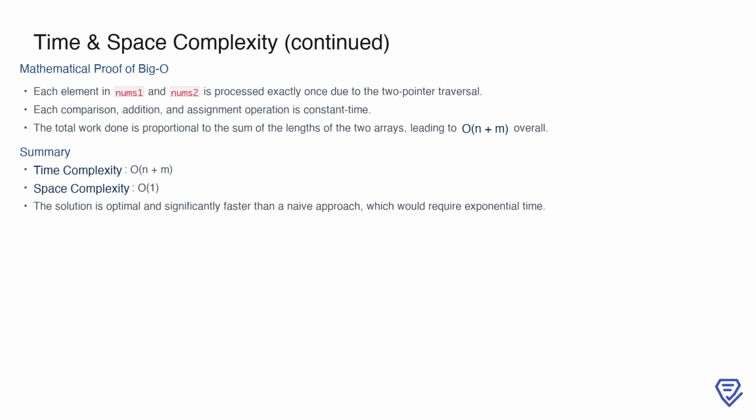Finally, let's solidify our understanding with a mathematical proof of the time complexity. Each element in nums1 and nums2 is processed exactly once during the traversal, as the two-pointer approach ensures no element is revisited. Every operation within the loop, whether it's a comparison, addition, or assignment, takes constant time. Therefore, the total work done is directly proportional to the sum of the lengths of the two arrays, leading to an overall time complexity of O(n + m).